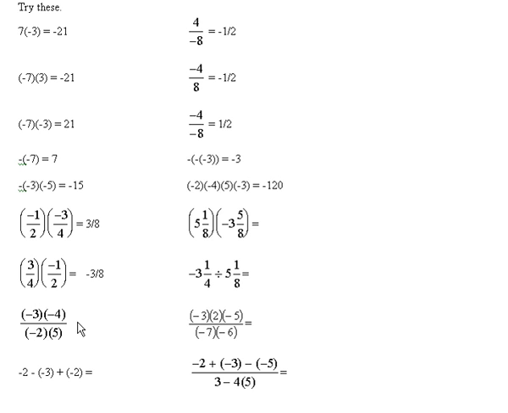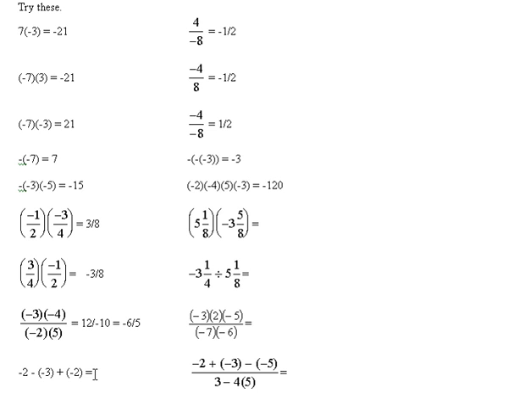This one, on the top, -3 times -4 is 12. Over on the bottom, -2 times 5 is -10. So I know the answer to this problem is going to be a negative, because a positive divided by a negative is a negative, so it's a negative. Well, 12 over 10 reduces down to 6 over 5, so it would be -6/5, which is the same as -1 1/5. So that would be a fine answer too.